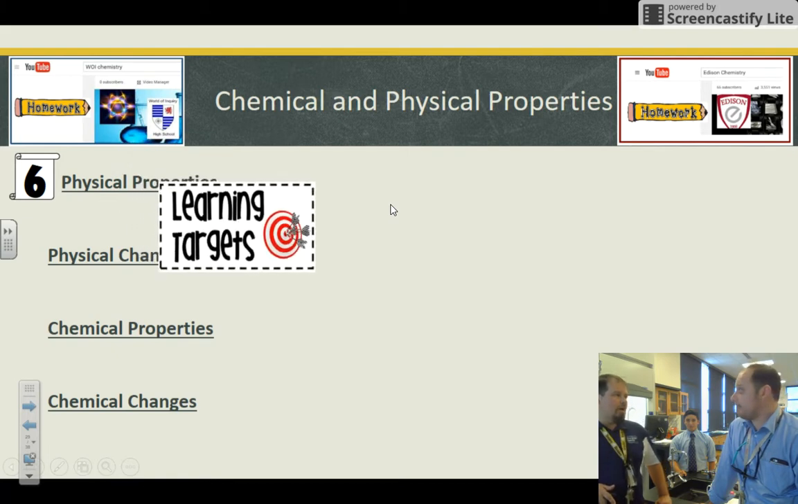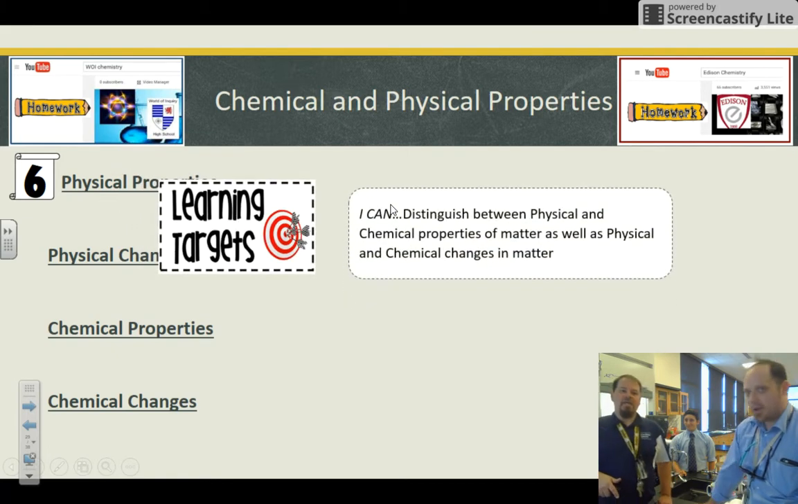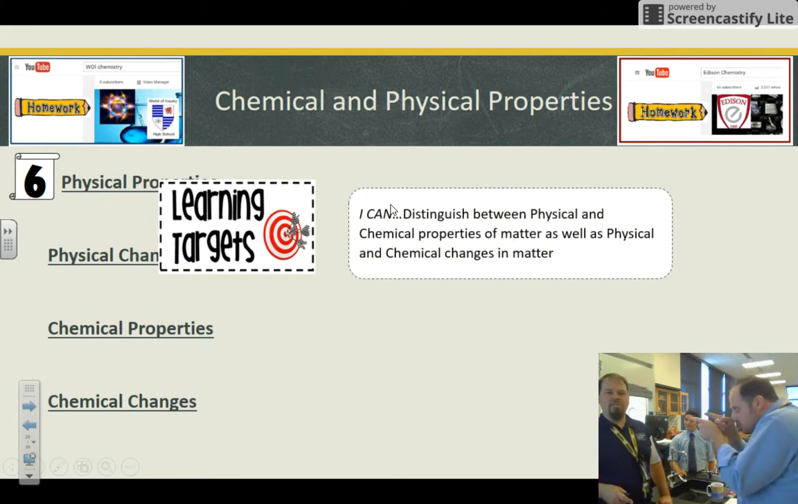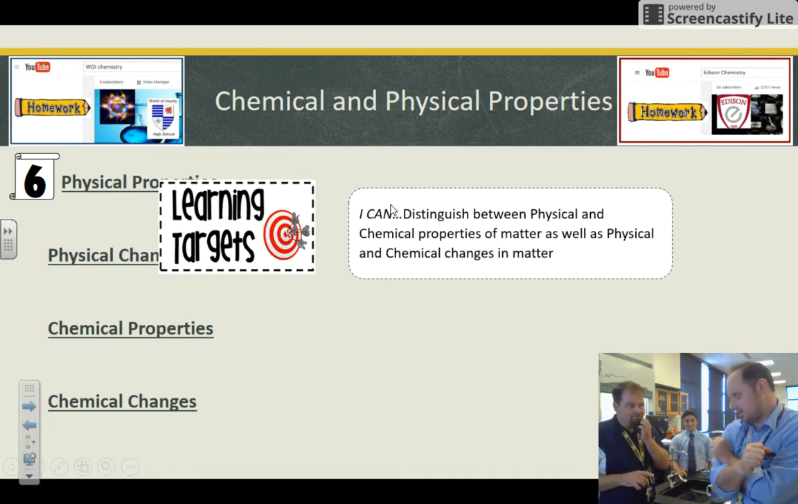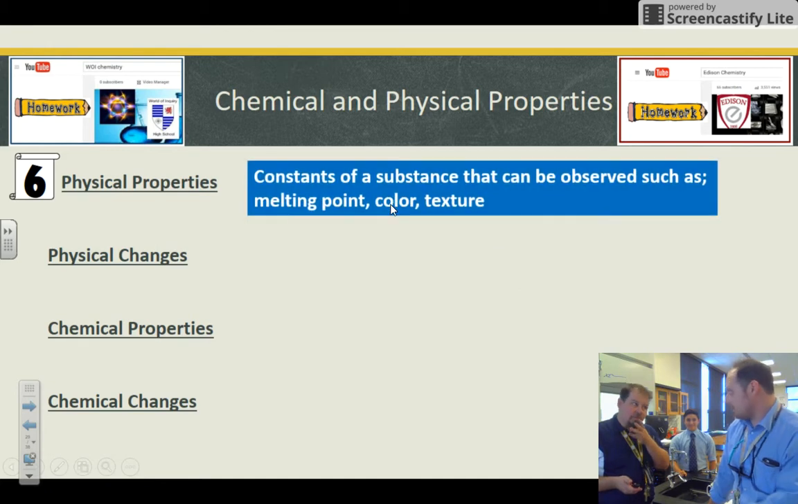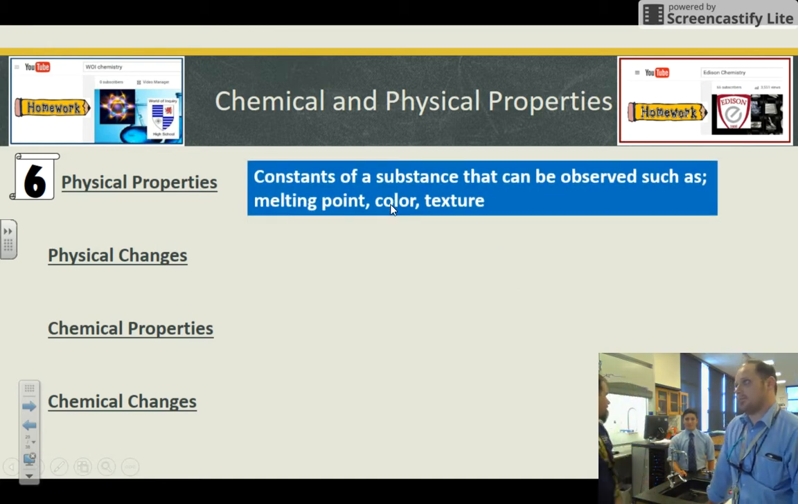And first, let's do our learning target. Today, you will be able to distinguish between physical and chemical properties as well as physical and chemical changes. The properties and changes are not the same, but they're related and important.